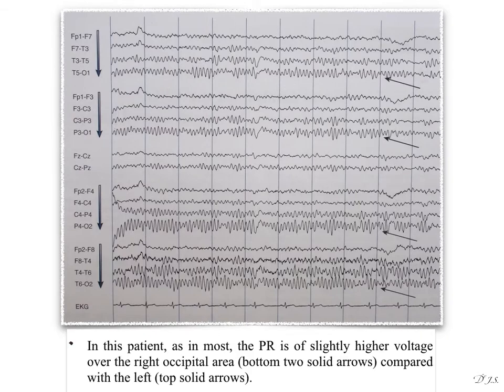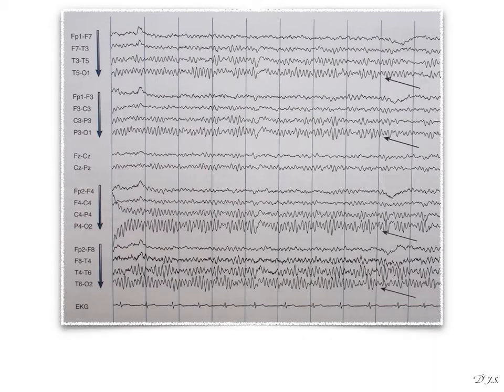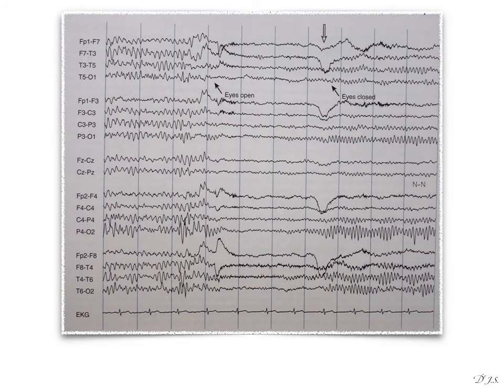In this patient, as in most, the PR is of slightly higher voltage over the right occipital area, bottom 2 solid arrows, compared with the left, top solid arrows.